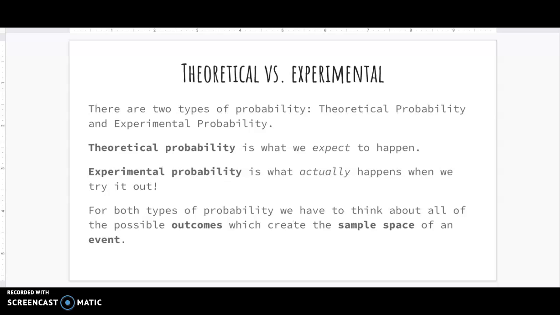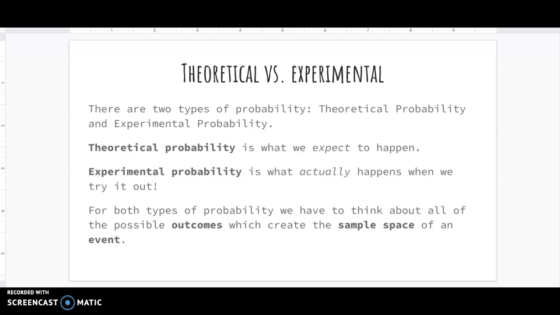All right, so now I want to talk to you guys about experimental versus theoretical probabilities. These are the two types of probability. Theoretical probability is what we expect to happen, sort of under perfect circumstances. Experimental probability is what would actually happen when we sort of try it out. For both types of probability, we have to think about all of the possible outcomes which create the sample space of an event.